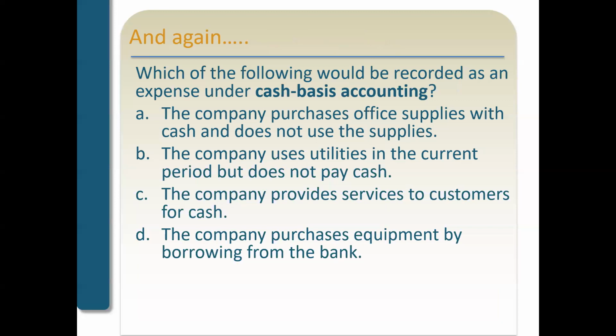How about this one, guys? Which of the following would be recorded as an expense under the cash basis of accounting? A, the company purchases office supplies with cash and does not use the supplies. B, the company uses utilities in the current period but does not pay cash. C, the company provides services to customers for cash. Remember, that would be revenue, not an expense. And D, the company purchases equipment by borrowing from the bank. What do you guys think?